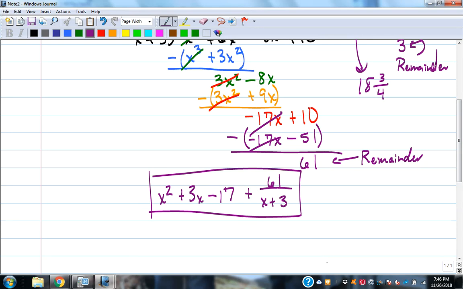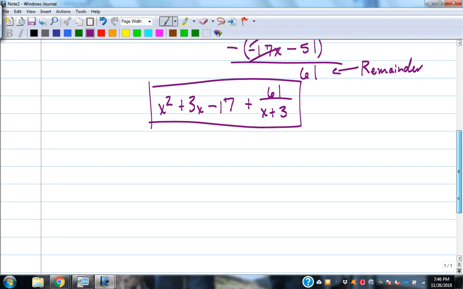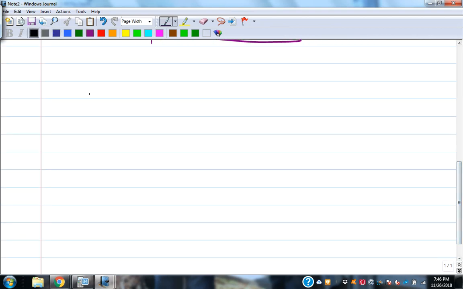So your remainder goes on top. What you're dividing by goes on the bottom. If the remainder is 0, you don't even have to worry about it. It's not going to be there. Okay? Let's look at another one. See if we can go through this process again. All right.